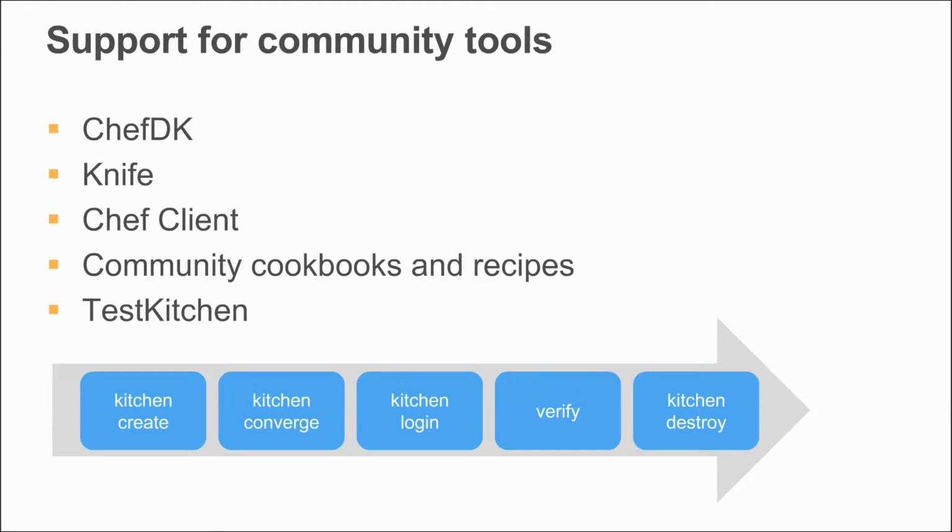Some of the other things that are great about the service that we just launched, which we'll talk about in a little bit, is of course the fact that it supports all the native Chef tooling. Chef DK, Knife, the CLI tool that is used to manage the server and the nodes. It supports Chef Client, which means it also supports the variety of operating systems that the Chef Client supports. It supports all the community cookbooks and recipes out of the box. Just download them and start using them. And of course, it also supports Test Kitchen.